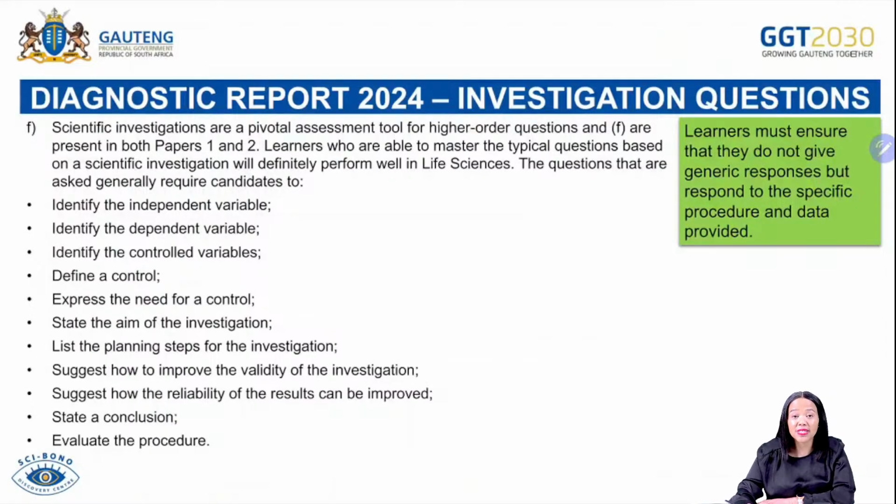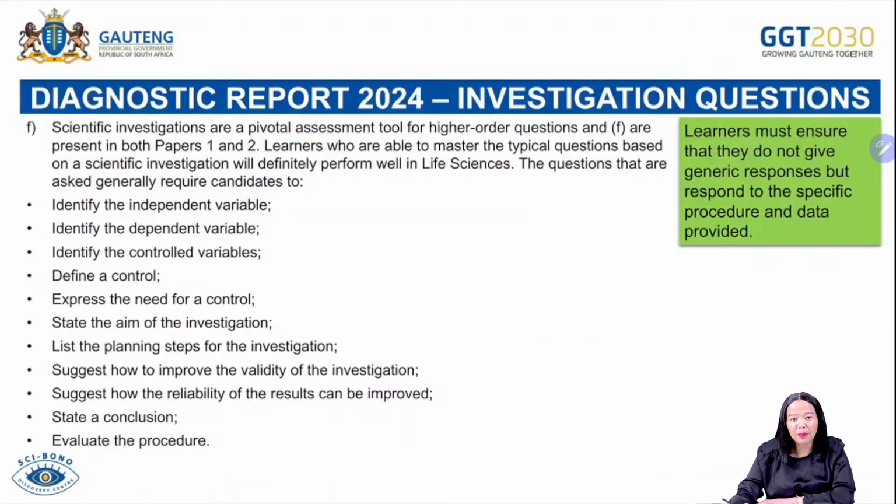Having spoken of these three variables, now let's have a look at another question that you will come across: to define a control variable in an investigation. There is always a control and an experiment.